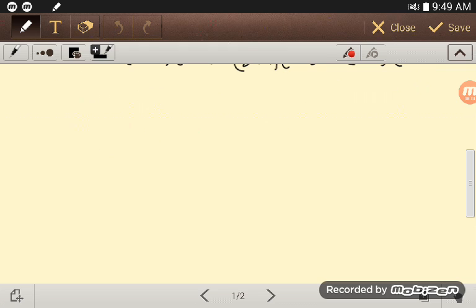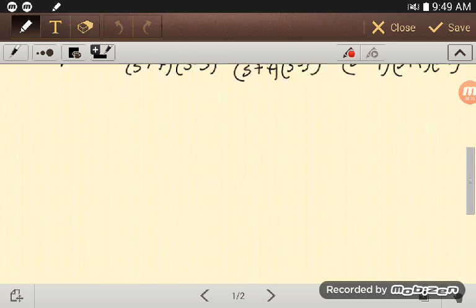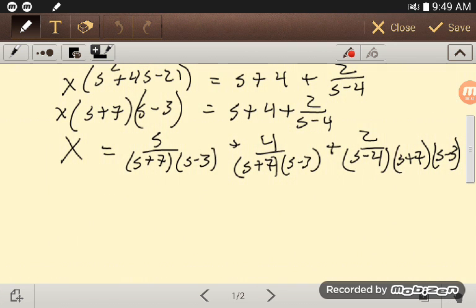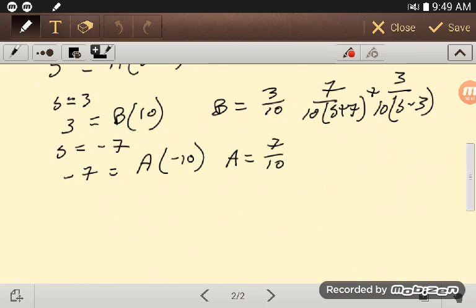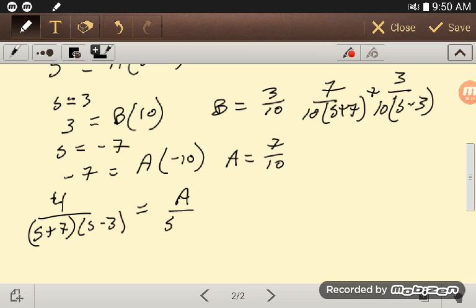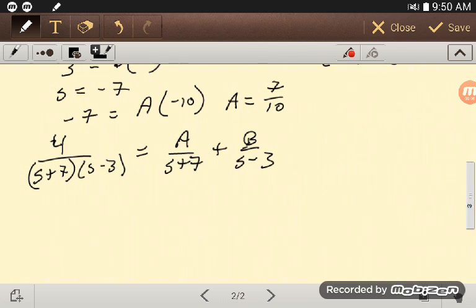Going back here. Okay, now I have a 4 over all that, so I'll go back, and that's similar to this. I have 4 over s plus 7, s minus 3. That also needs to be sum a over s plus 7 and plus b over s minus 3. I go about it the same way.